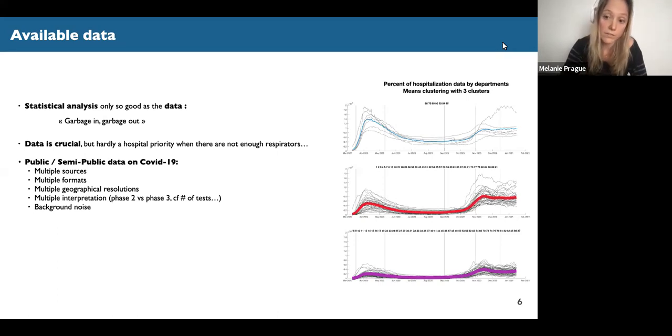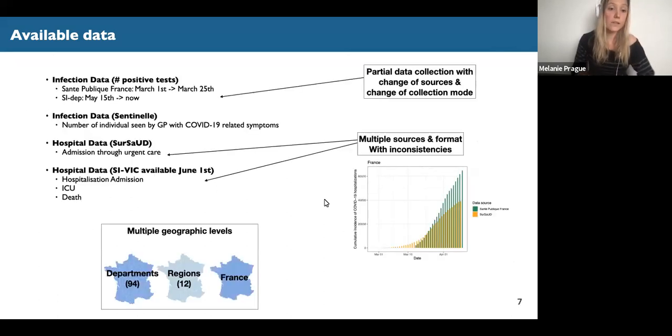This is not a very nice curve. There is maybe a lot of measurement or reporting error. So, next slide. The data we incorporated in this analysis were of 4 types.